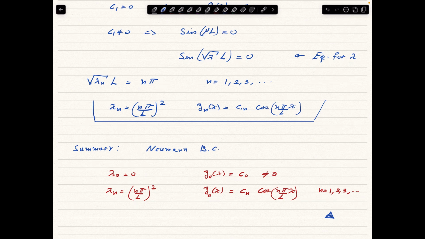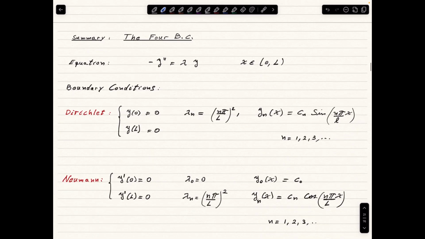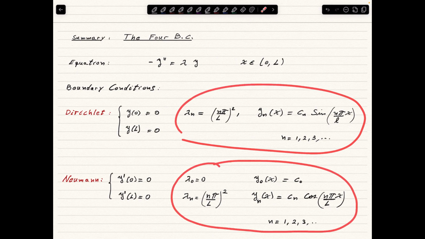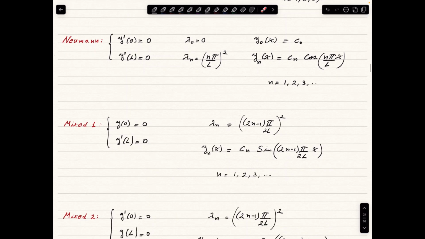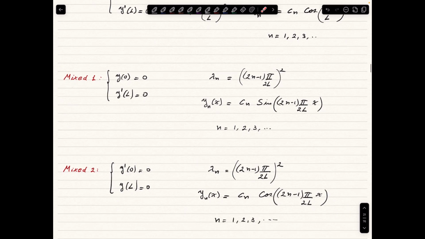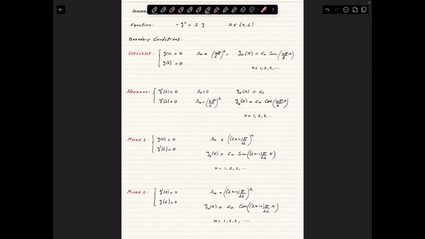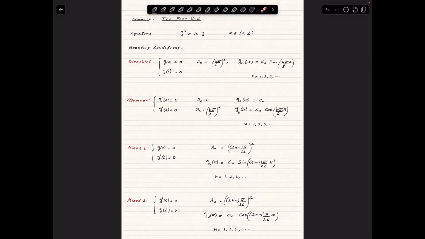We finish this video with a summary of the two calculations we have done. Here are the eigenfunction problems for the operator we are interested in with Dirichlet and Neumann boundary conditions. Here are the results, so we can compare. And then I add here also the results for mixed 1 and mixed 2 boundary conditions for the same problem. So we end this video showing this result, and then you can actually go and complete the calculation for these two problems. This is a good place to stop. See you guys in the next video.